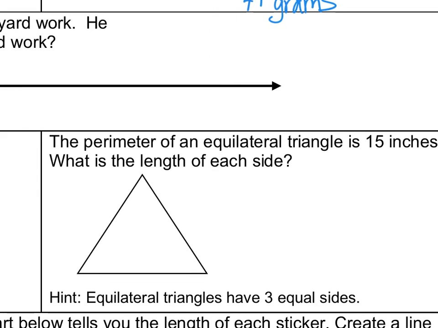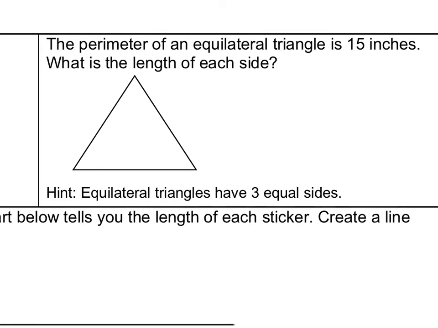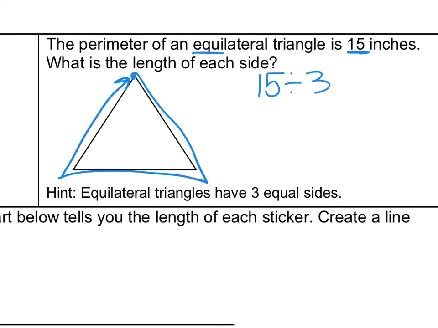We've already done the elapsed time, so let's go to the perimeter. The perimeter of an equilateral triangle is 15 inches. What is the length of each side? So we're going to take the inches as if we've traveled all the way around this triangle, and we're going to divide it equally among 3 sides because it said it was an equilateral triangle. All sides must be the same. So 15 inches divided out equally among 3 sides equals blank.